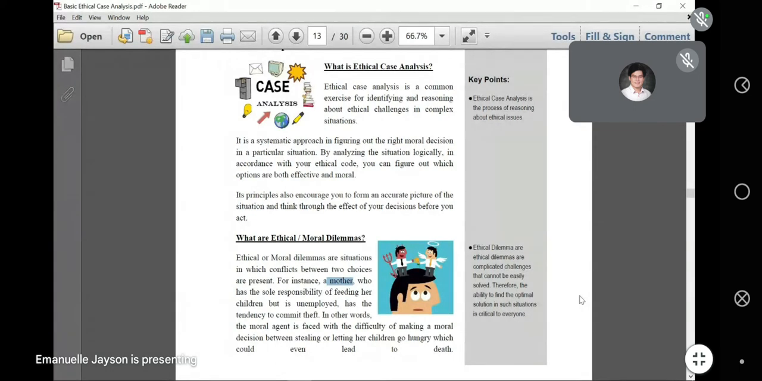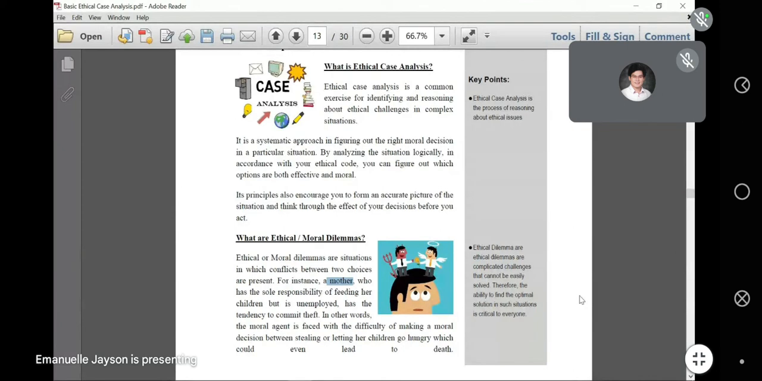Kasi for example, naalala ko yung isang balita. Isang mama na nagugutom at yung pamilya na nagugutom, nagnakaw ng isang dilata. Isang dilata lang sa isang grocery store, at yung may-ari ng grocery store ay nagsampa ng kaso sa kanya. So, nakulong siya ng ilang araw ata. So, mas naging worse kasi nga mas nagutom yung pamilya niya. Kasi nga pinakulong siya.